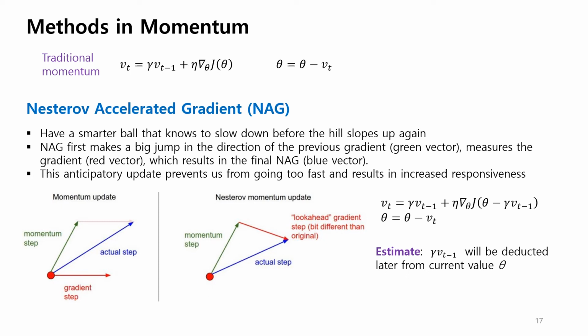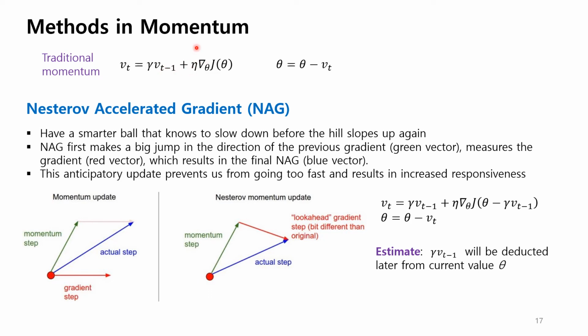The next method is about improving momentum, and it is called NAG. NAG stands for Nesterov accelerated gradient. This one is the formula of traditional momentum. This is a gradient. This is a learning rate.